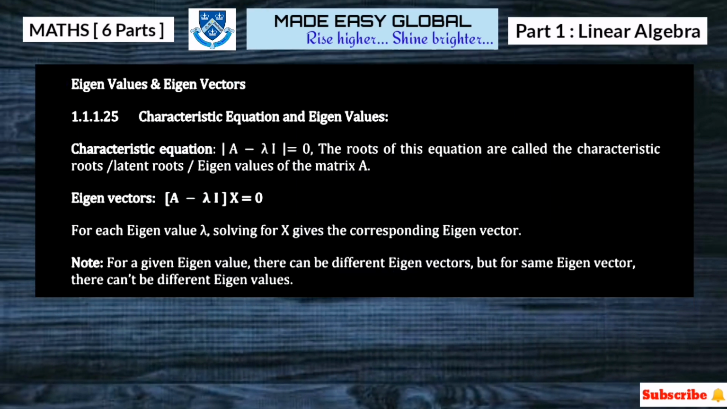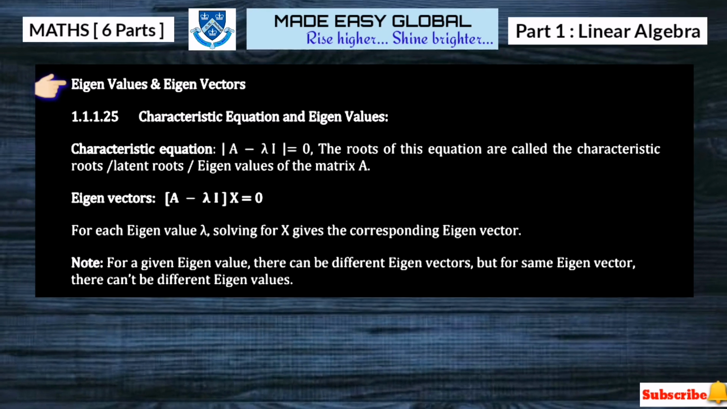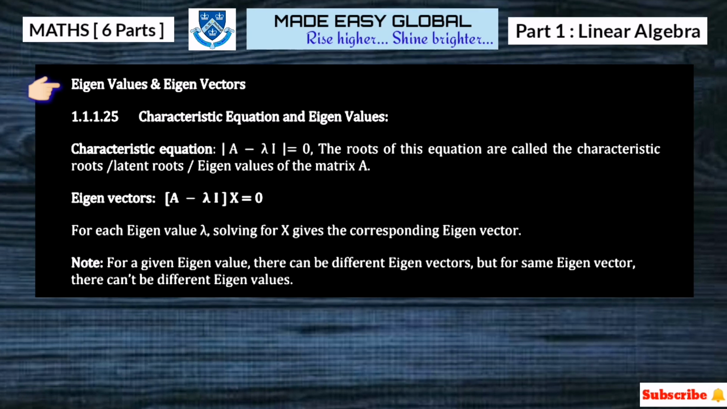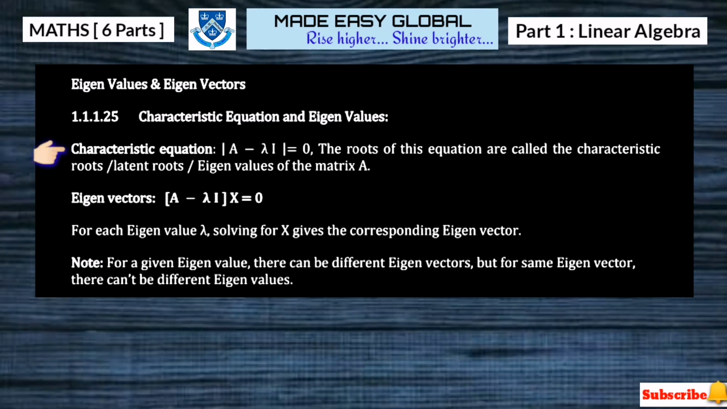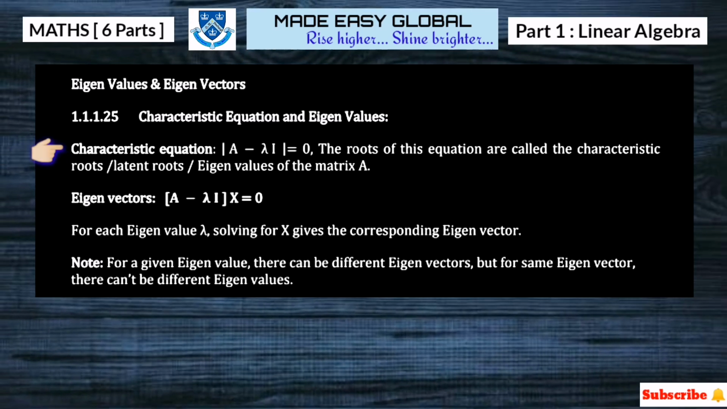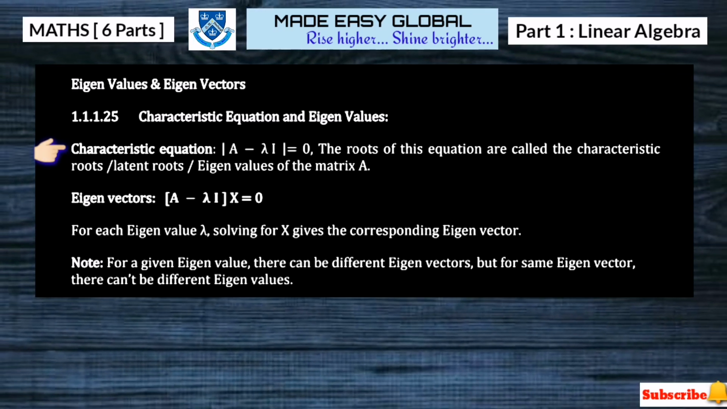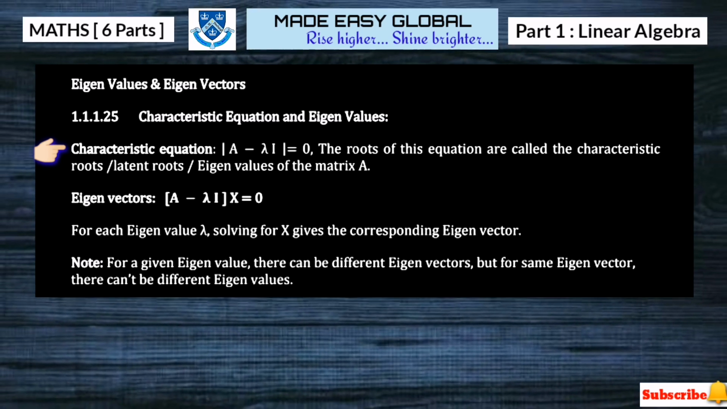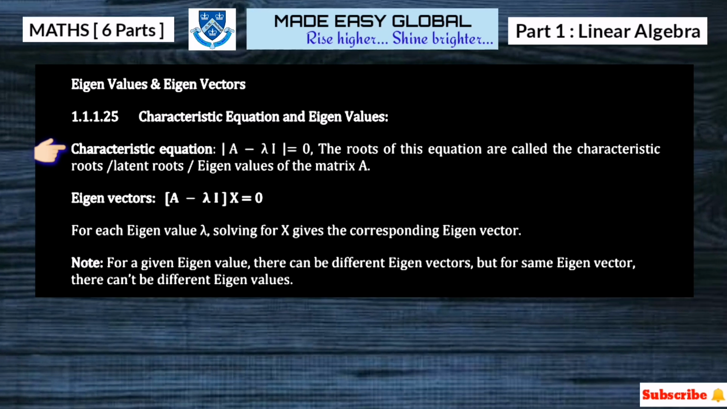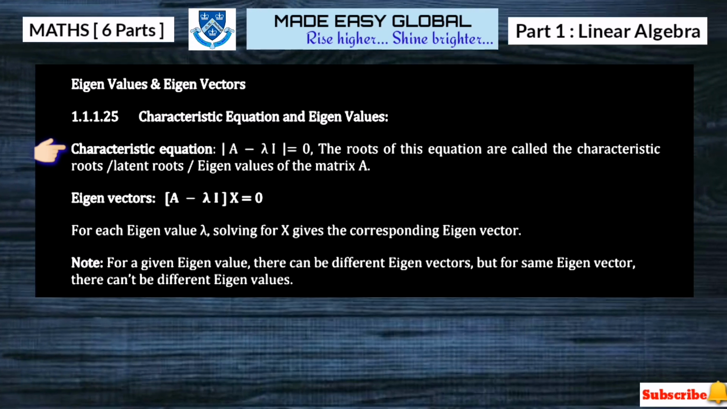And the next one is eigenvalues and eigenvectors. This is the last topic for this lecture. Here, this is also very important for the examination. From this topic also, questions have been asked many times. So first one is the characteristic equation for the eigenvalues. Here determinant of (A minus lambda I) = 0, and the roots of this equation are called the characteristic roots or latent roots or eigenvalues of the matrix A.